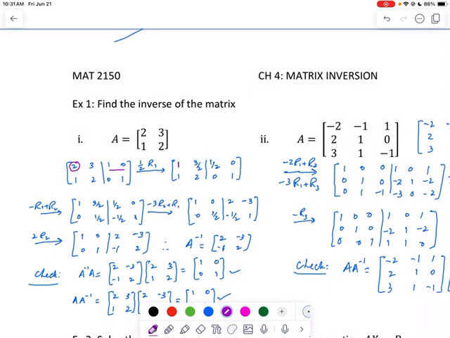So this gives me 0 here. Then negative 3/2 plus 2. So this gives us 1/2. So that's what I have here.